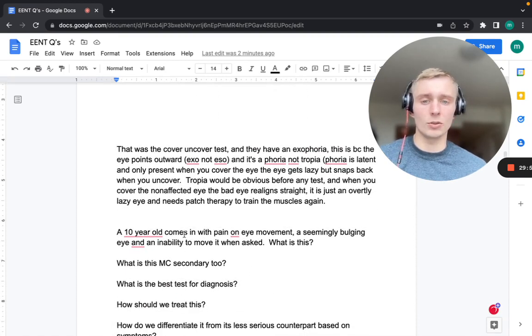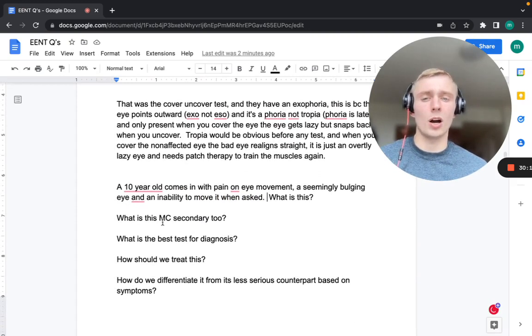Next one is a 10-year-old that comes in with pain on eye movement, a seeming bulge on the eye, and the inability to move it when asked. What is this? So classic signs, 10-year-old, pain on eye movement, a seeming bulging of the eye, proptosis, and inability to move the eye, so ophthalmoplegia. What is this? These are classic signs.